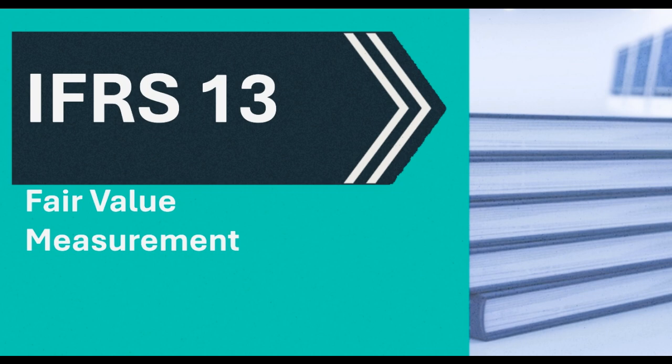It is. What about level 2? Level 2 is still observable, but it's not a quoted price for an identical item in an active market. This could be prices for similar assets or liabilities, interest rates, yield curves, implied volatilities, credit spreads, inputs that have been corroborated by market data.